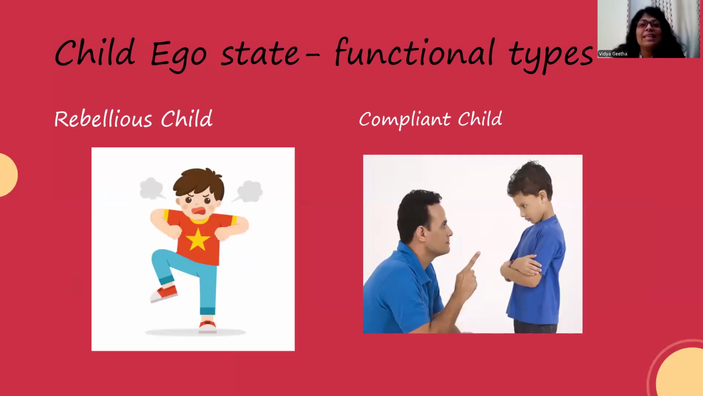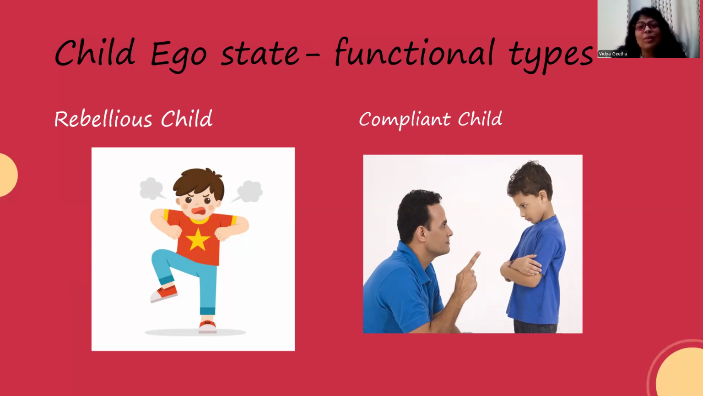Child ego state functional types. We have the rebellious child here. As the term suggests, very, very evident, the child is not obedient. The child gives back answers, responds negatively, maybe forces parents to get his or her things done.